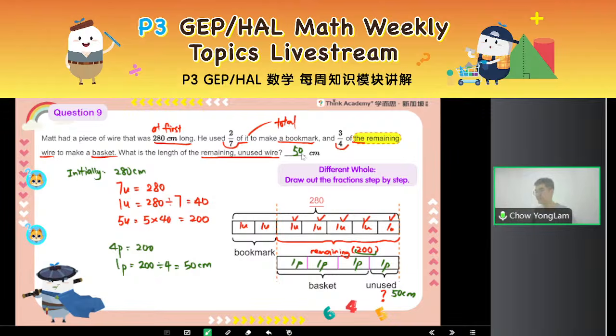Good job. Okay, right. So that's the other type of the problem. When you see two fractions, take from the total, take from the remaining, label out the fractions step by step. Sometimes you need to redistribute the remaining part to draw out the models for the remaining part again.